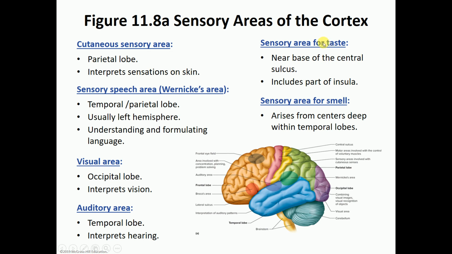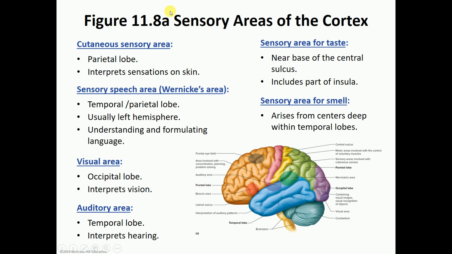There's a sensory area for taste, and that is near the base of the central sulcus. So remember the central sulcus, all the way deep here, it's not really shown in this image, but near the base of that central sulcus, it includes parts of the insula. That's the sensory area for taste. The sensory area for smell, that as well is not shown in this image. That's very deep within the temporal lobe. Okay, that's where you can find them.